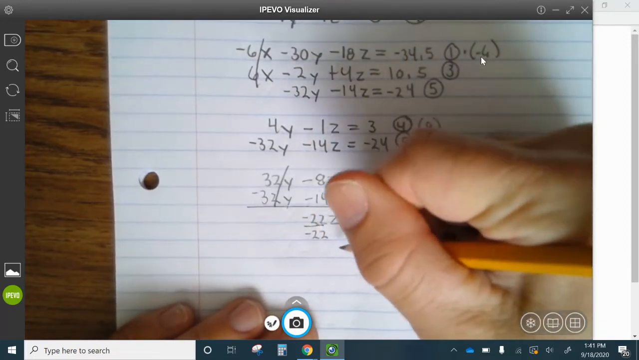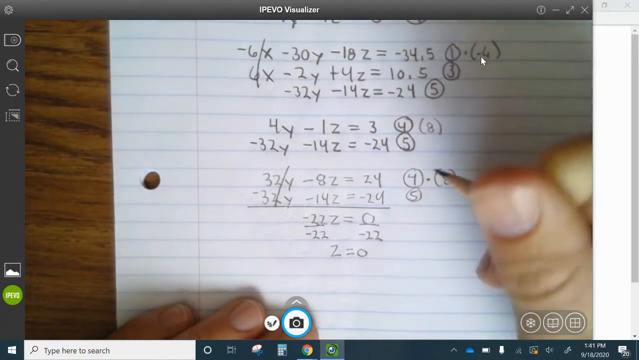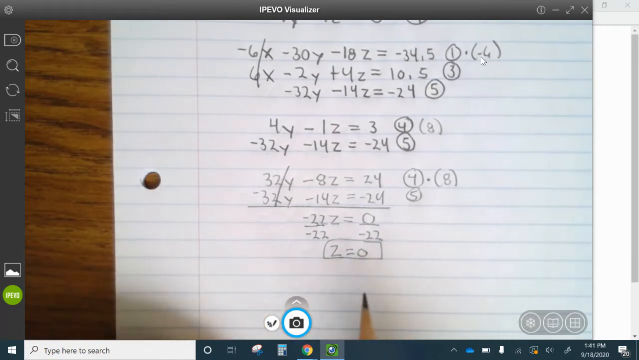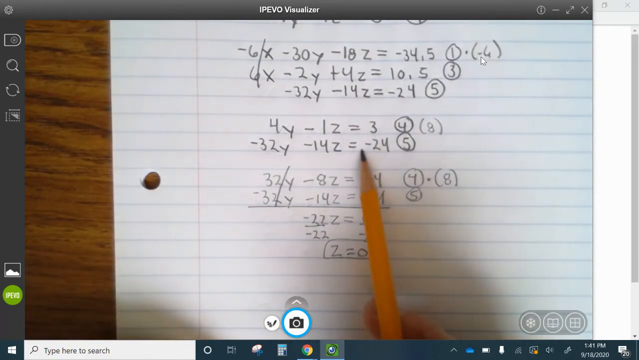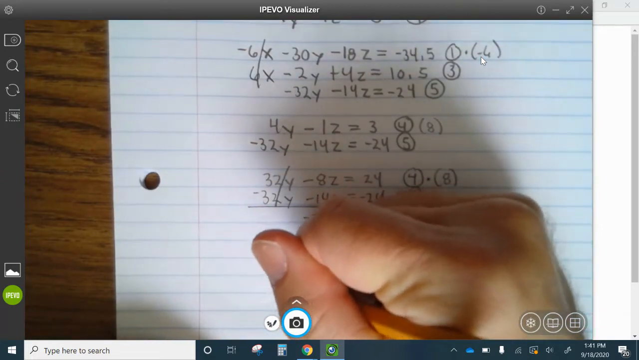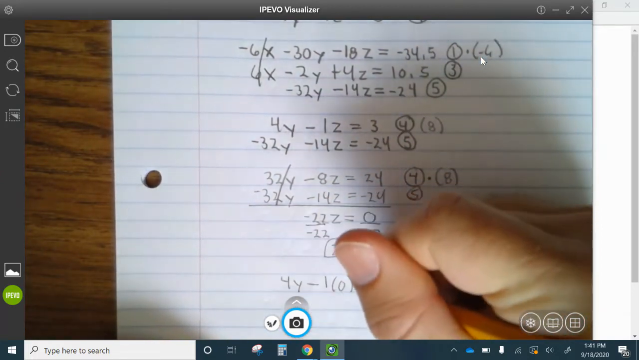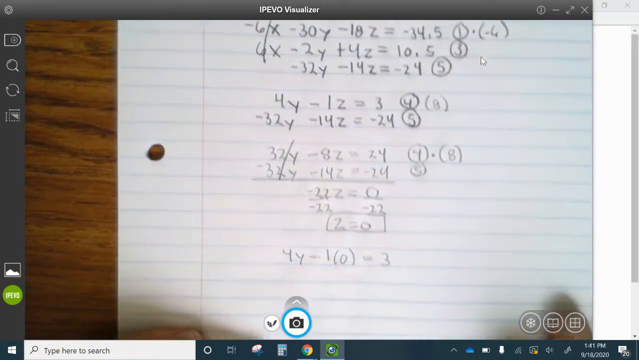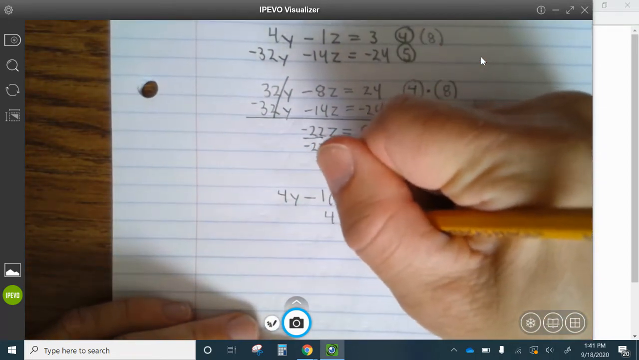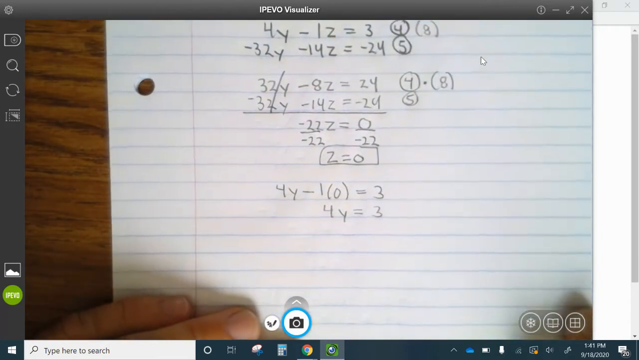Now we can plug in 0 into equation 4 or 5 and solve for y. So let's plug it into equation 4. That's 4y minus 1 times 0 equals 3. That's a 0, so you're left with 4y equals 3. Divide both sides by 4. Y equals 3/4.